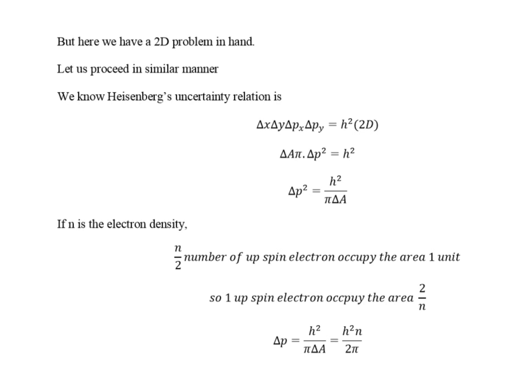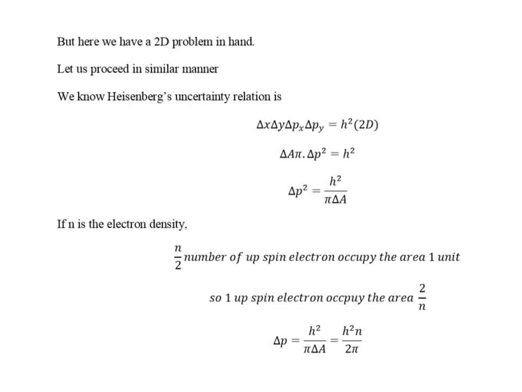But here we have a 2D problem in hand. So let us proceed in a similar manner because the logic is almost the same. We take the Heisenberg uncertainty principle in 2D. So delta x, delta y, delta px, delta py equal to h square. So let us take delta x, delta y as delta e, and delta px, delta py as pi delta p square. So that is equal to h square. So delta p square will be equal to h square by pi delta e.